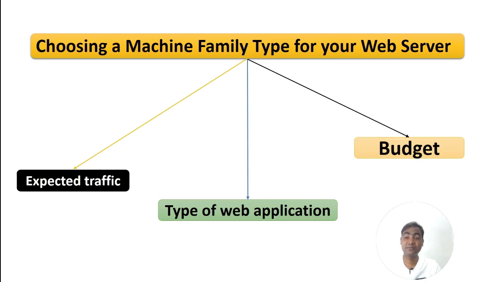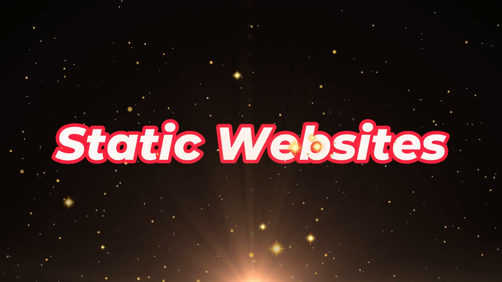I'll give some ideas for choosing the best machine family type for your web server. Start with a smaller machine type and scale up as needed. You can always upgrade your machine type later if you need more resources. Use a load balancer to distribute traffic across multiple web servers. This will improve the performance and the reliability of your web application. Use a caching server to store frequently accessed data in memory. This can reduce the load on your web server and improve performance.